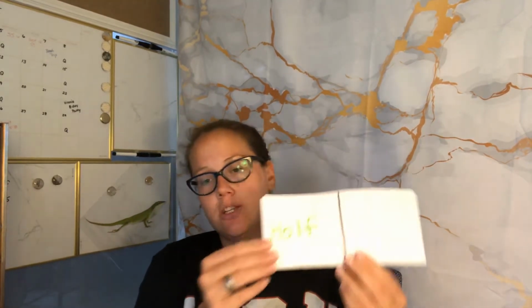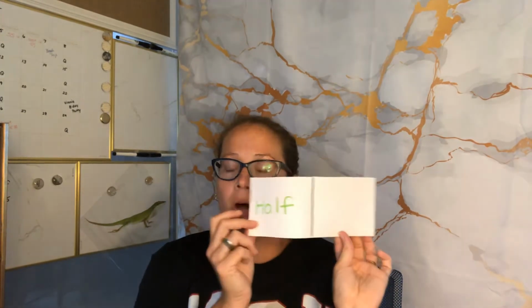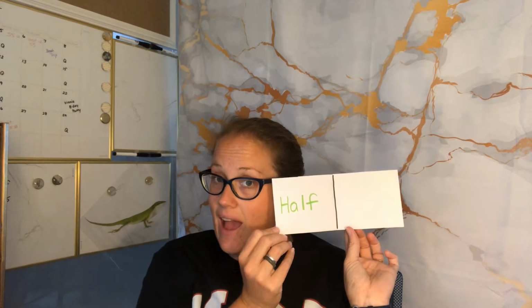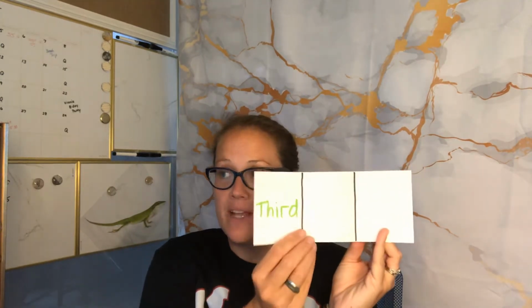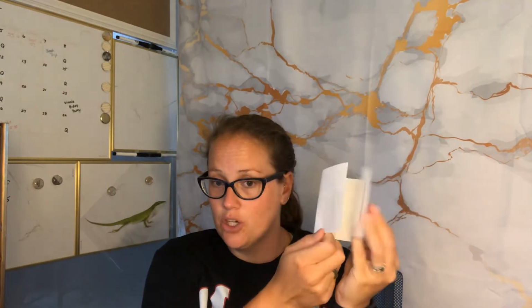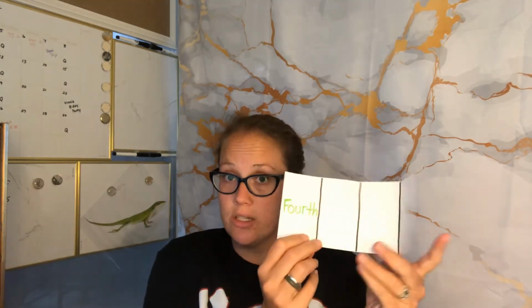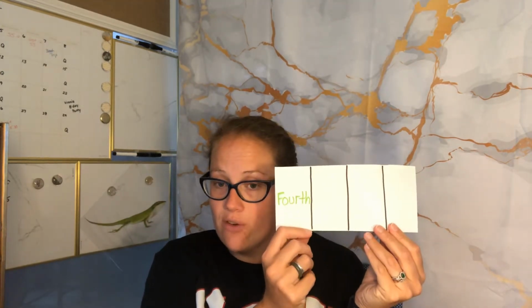So we started learning a little bit about fractions, and when we have a full piece that we can cut into two parts, that makes a half. When we have a full piece that we can cut into three equal parts, that makes thirds, 3/3. And when we have a full piece that we can cut into four equal parts, like quarters in a dollar, that's what we call fourths.